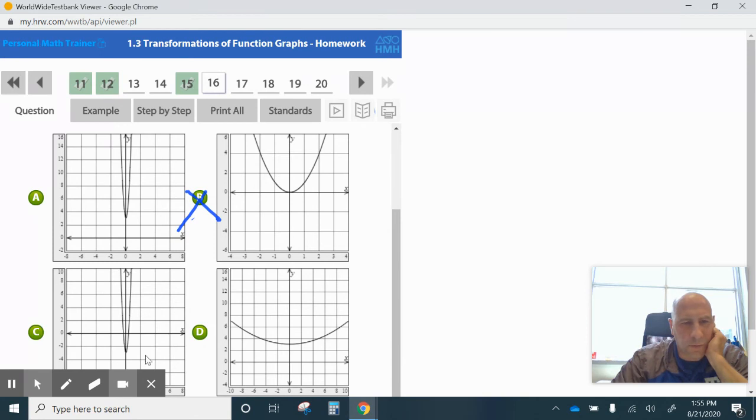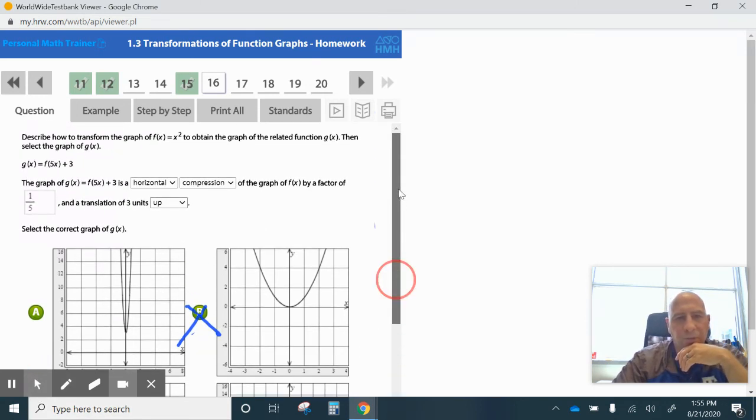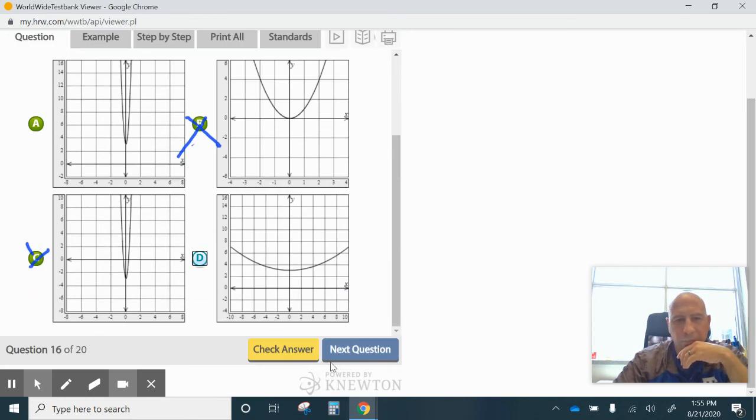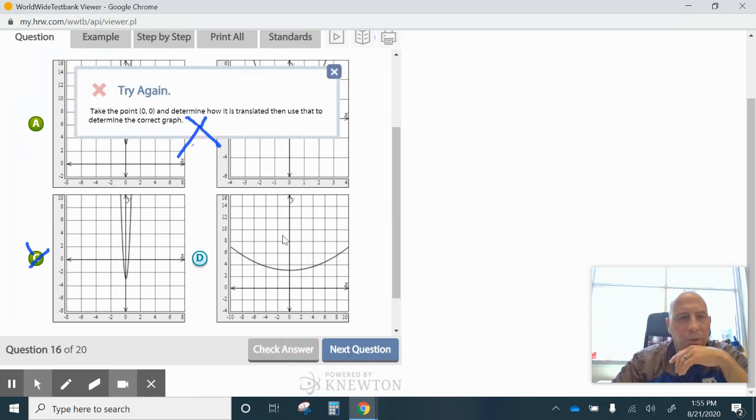All right, let me get here. This one went down, so we know it's not C. Okay, so then these both go up, and the biggest question is, it's a compression. That's a stretch. This is a compression, so the answer is D. Take the point 0, 0 and determine how it's translated. Then use that to determine the correct graph. What did I miss?